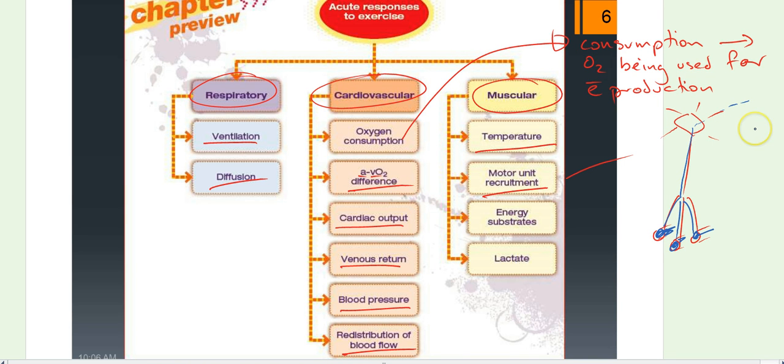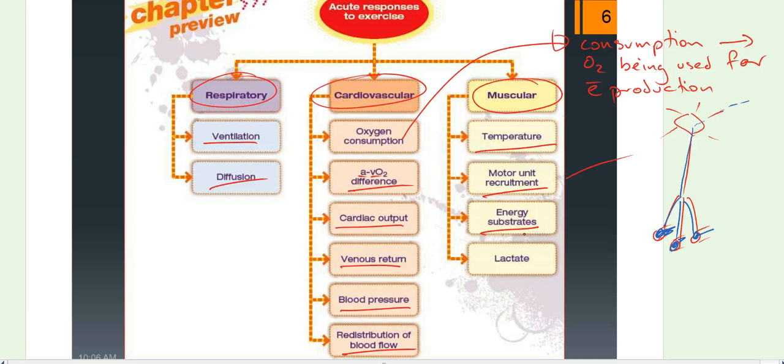Depending on the force of muscular contraction required, any number of motor units may well be recruited. The relationship there is the greater the force required, the greater the number of motor units recruited.